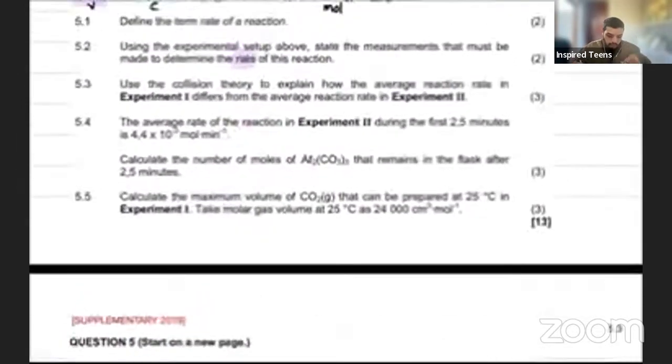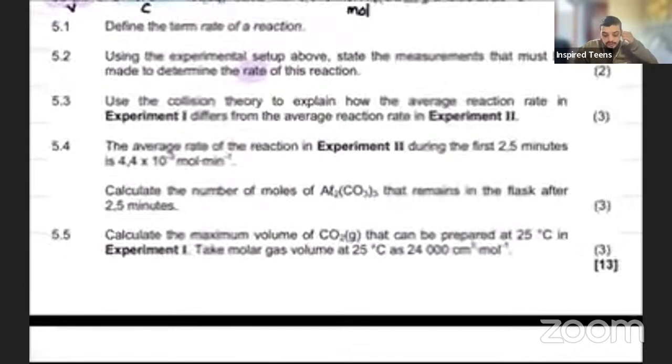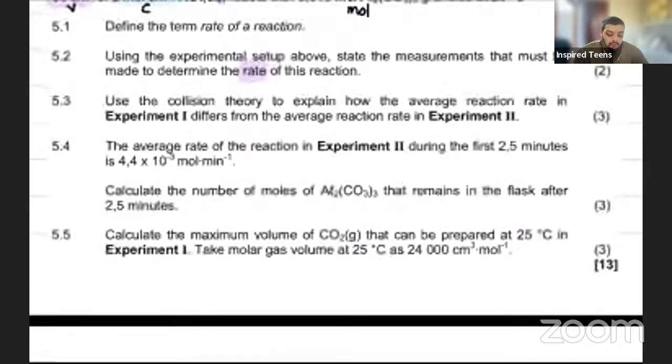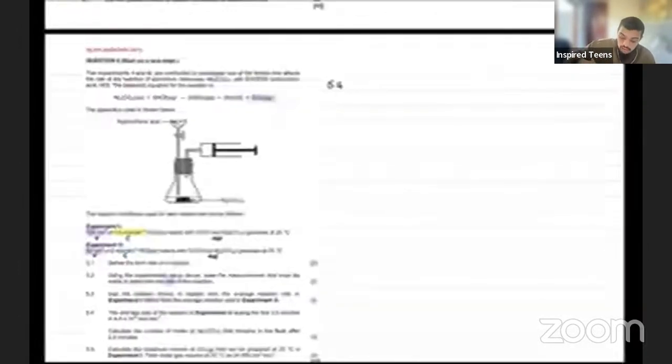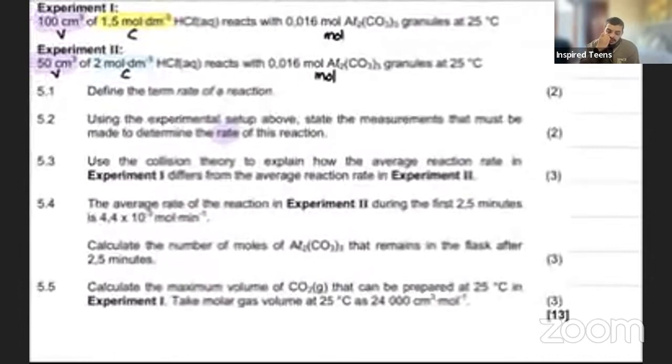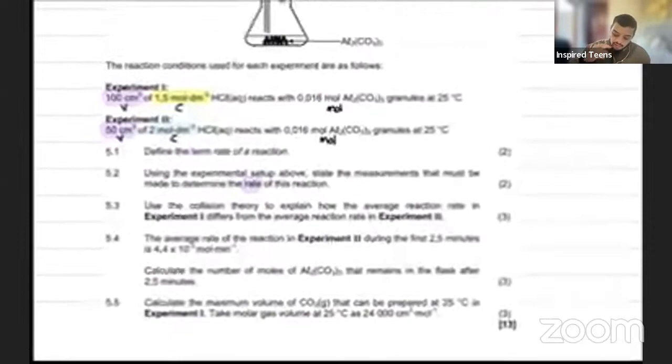Okay, 5.4. The average rate of reaction in experiment 2 during the first 2.5 minutes is 4.4 times 10 to the negative 3 moles per minute. Calculate the number of moles of Al2CO3 that remain in the flask after 2.5 minutes. So 5.4, let's answer it.